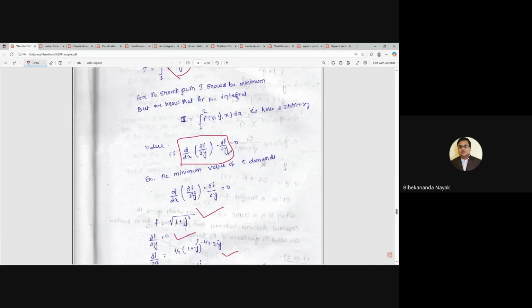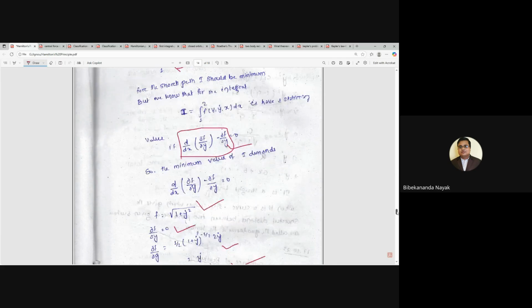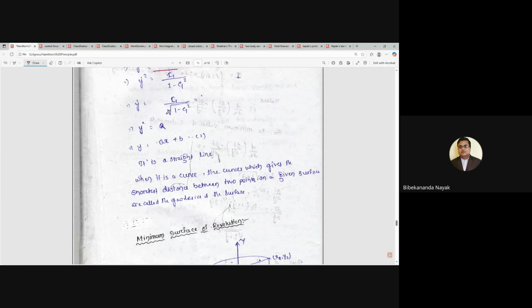So putting this in the Euler-Lagrange equation, we get the derivative of this term is 0. That means this term is a constant. So y dot by root over 1 plus y dot square is a constant. Simplifying, squaring both sides, we get y dot square is equal to c1 square into 1 plus y dot square. Taking y dot square common from two terms, we find y dot is equal to c1 by square root of 1 minus c1 square. So it is another constant.